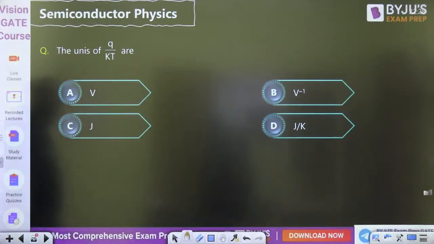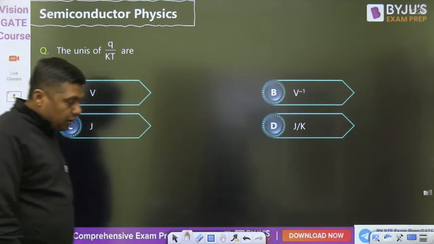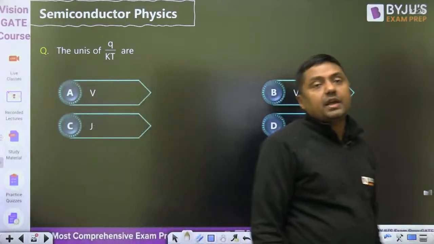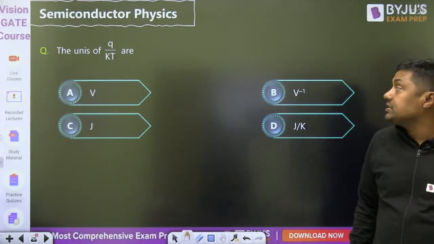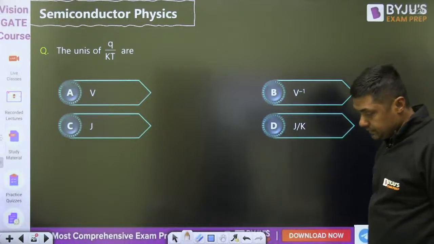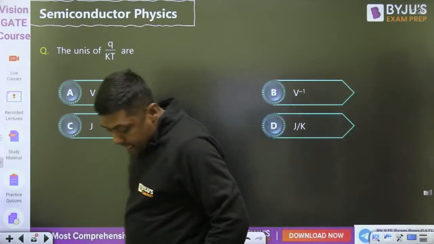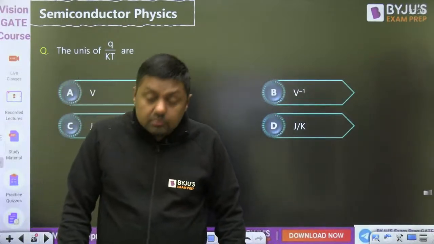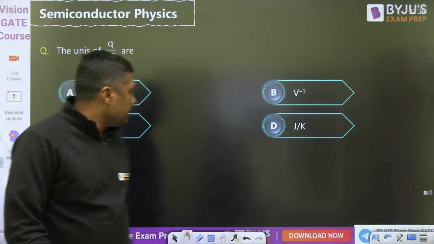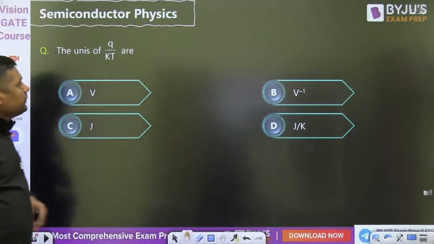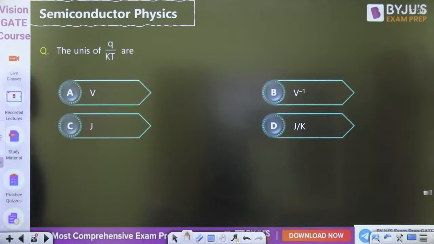Okay then. What is the unit of Q by KT? Tell me which answer is correct, A, B, C, D. K is the Boltzmann constant, T is the temperature, Q is the charge of electron. What is the unit of that? Now, how to find the sigma minimum? C is the answer, joule? No. Anubhav Jain has given the V inverse.